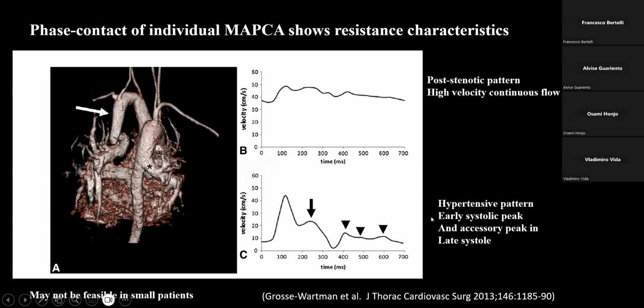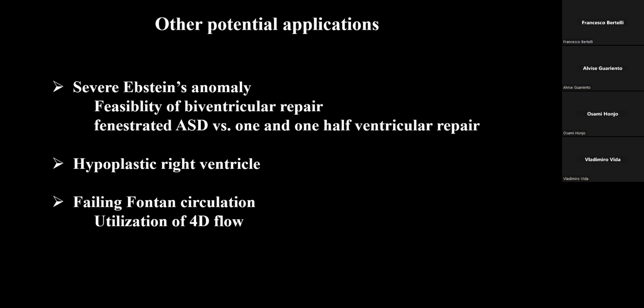This MAPCA has a quite hypertensive pattern with a systolic peak and an accessory peak in late systole. So you can guess what's going on in the peripheral pulmonary vasculature. In this study, we attempt to measure the blood flow going through each MAPCA, which is intriguing, and that probably gives us more insight. But in small babies, in infants, it's quite difficult to measure the blood flow through each MAPCA. That will be next on the agenda. So we went through 3 good examples of how we use the MRI in our surgical decision making. We're using more MRI in severe anomalies in terms of determining the feasibility of biventricular repair.